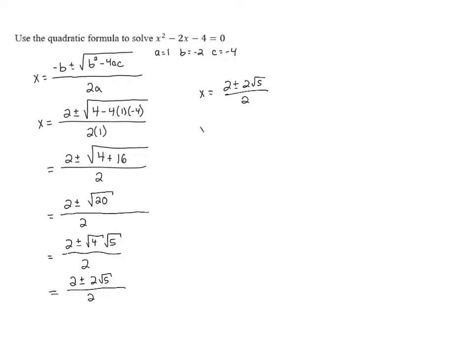Now at this point, we can split up those two terms so that this is two fractions. We've got 2 over 2 plus or minus 2 root 5 over 2. And the reason we want to split it up is so that we can simplify each of the fractions on their own. In this case, 2 divided by 2 is 1, and then plus or minus 2 root 5 divided by 2 is just root 5. The 2's cancel. And so for this problem, our solution is x equals 1 plus or minus the square root of 5. And that's our final answer.